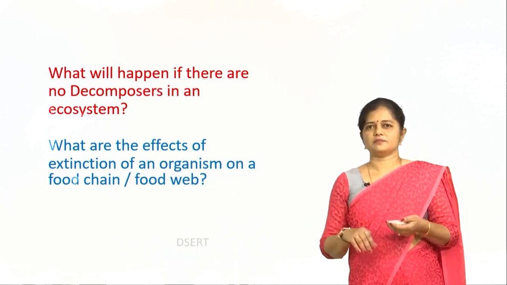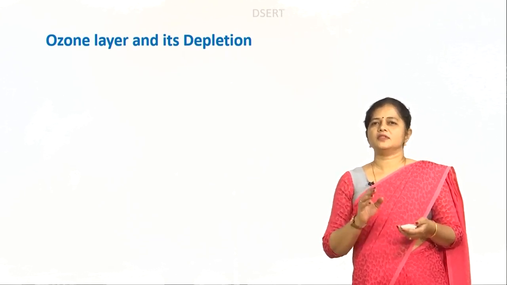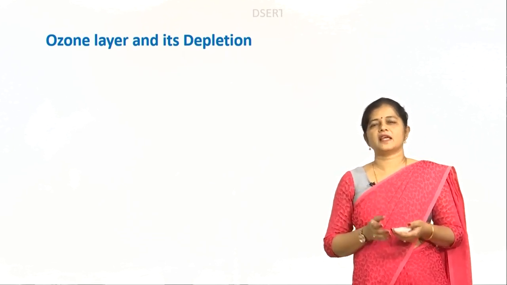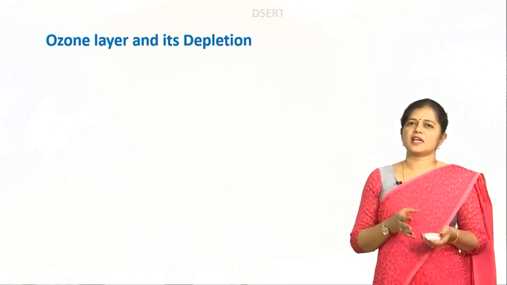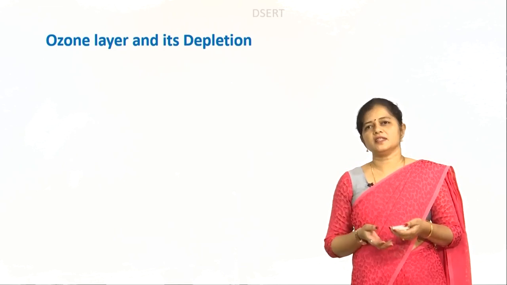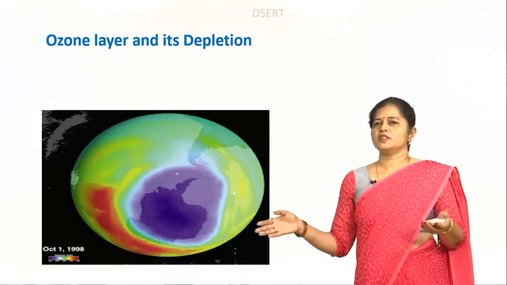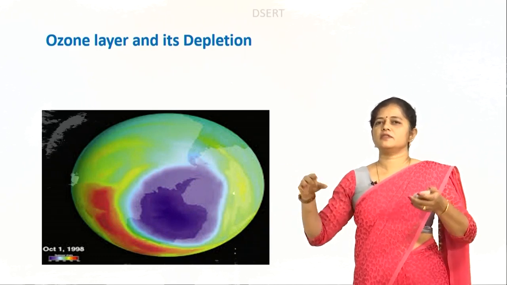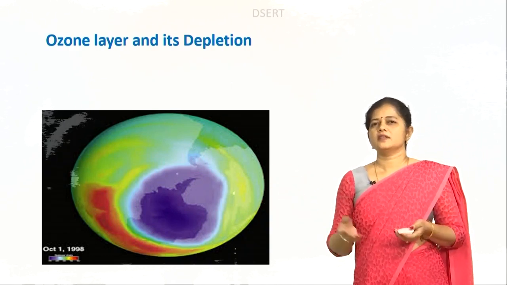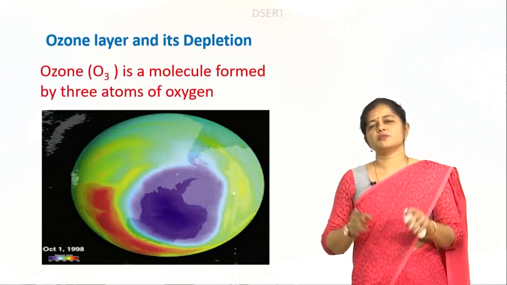Let's learn another concept about the ozone layer and its depletion. But for that, we have to first understand what the ozone layer is and why it is getting depleted. So now you can see a picture of the earth which is covered by layers. So now what is ozone? Ozone is a molecule which is formed by three atoms of oxygen.